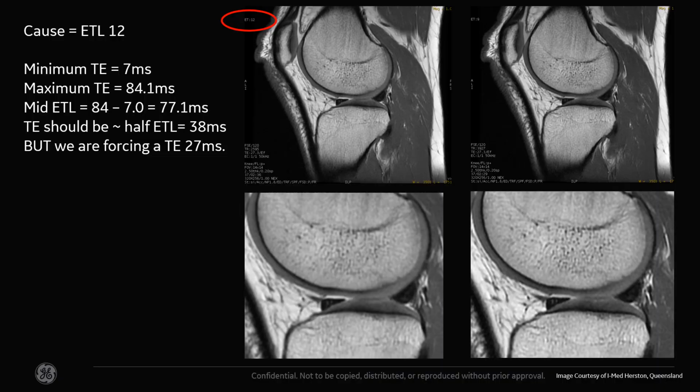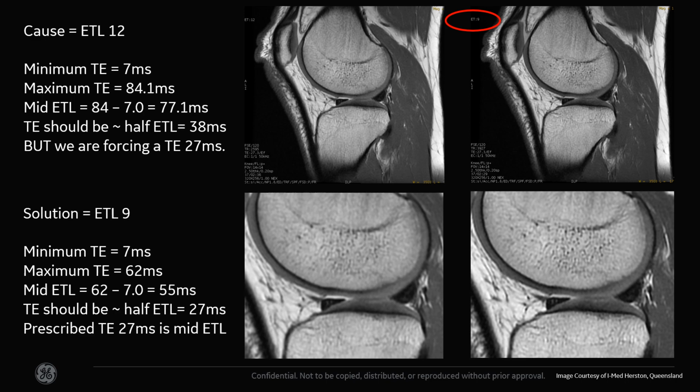So let's dig a little bit deeper into the root cause. If we look at the scan that was acquired with an ETL of 12, we noted that the minimum TE was 7 milliseconds and the maximum TE was 84 milliseconds. So the mid ETL point on the echo train length is going to be 84 minus 7, which is 77 milliseconds. The TE should be half of your ETL, so therefore it should be 38 milliseconds, but we're actually forcing the system to acquire a TE of 27 milliseconds.